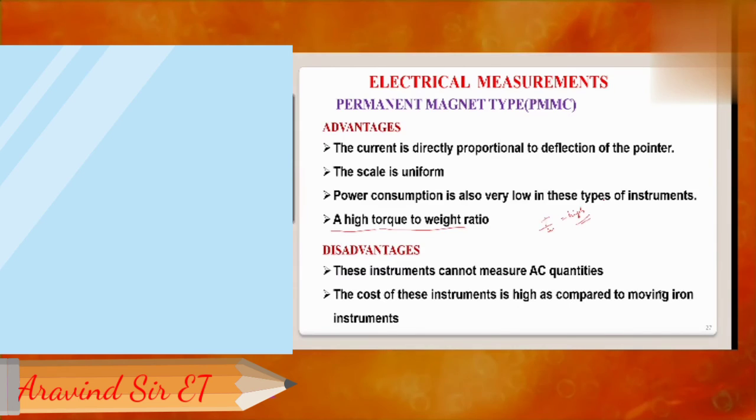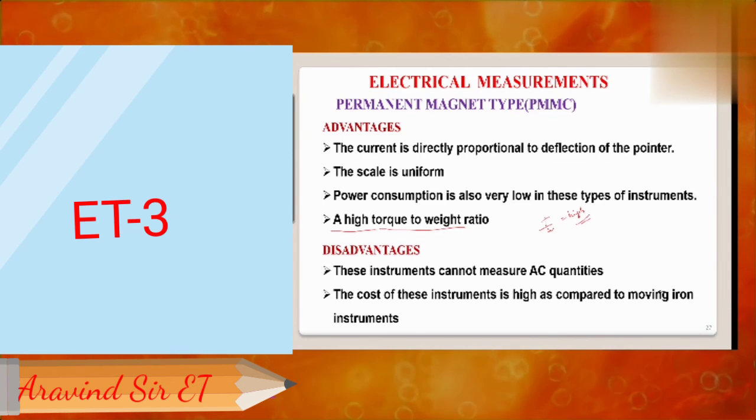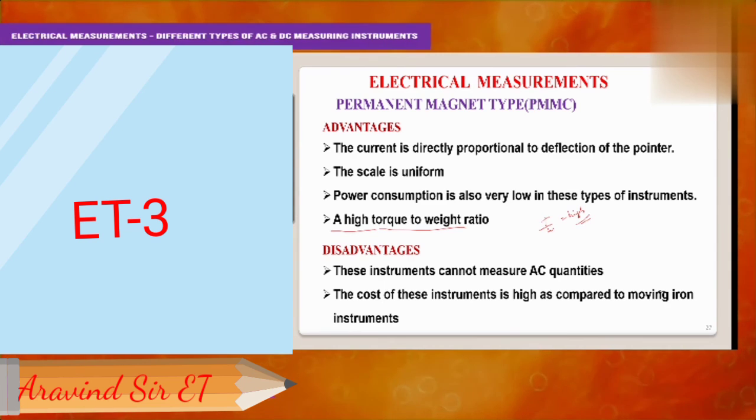In the case of the PMMC, what are the disadvantages? The major disadvantage of the permanent magnet moving coil is that it is applicable only for measuring DC quantities. It is unable to measure AC quantities. That is a major disadvantage of the PMMC. Next, the cost is also a little bit high compared to the MI instruments.